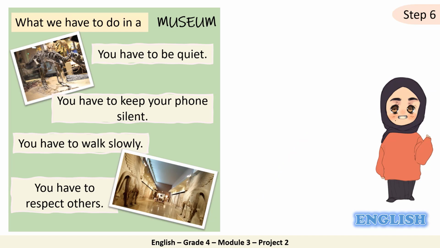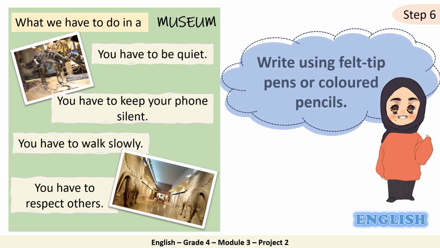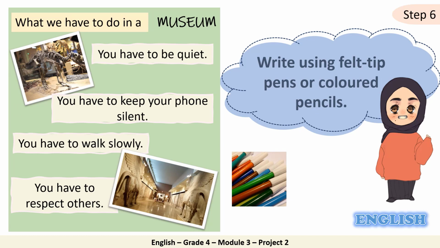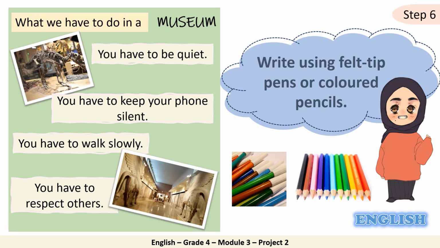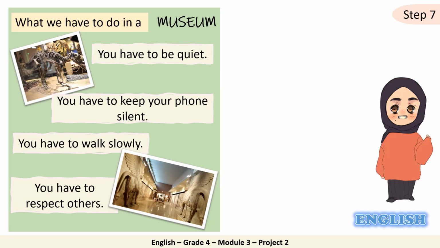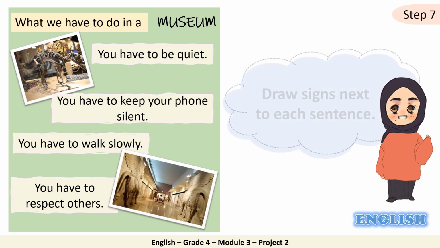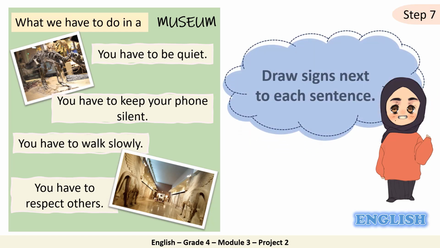Step 6. When you are ready, write over your letters using felt tip pens or colored pencils. Step 7. You can also stick photos or draw signs next to each sentence, like this.